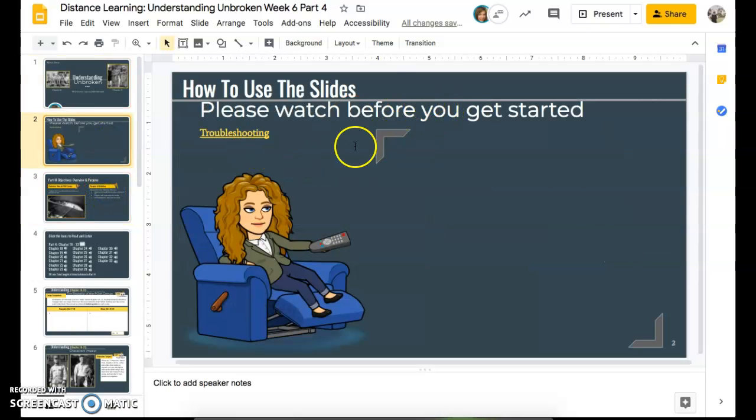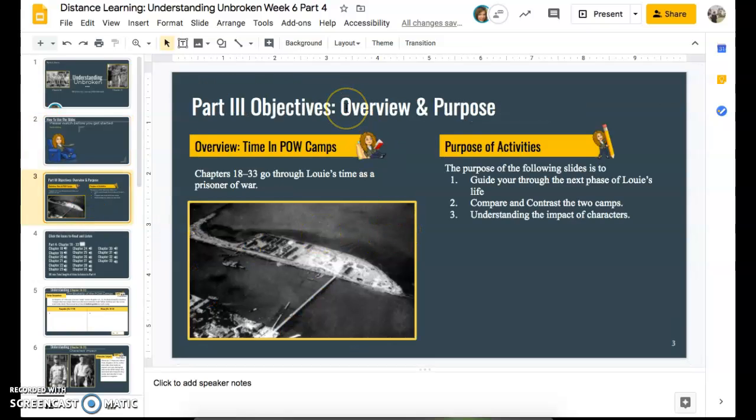So if you're watching this video, that means you're on this page and you see the troubleshooting link. It's the exact same link as it usually is, just letting you know what to do if you are struggling, okay? So in this slide, we're going to be looking at part 4, chapters 18 through 33, going over his time as a prisoner of war. And then you're going to be really focusing on comparing and contrasting the two camps that he's in and understanding the impact of some of these characters.